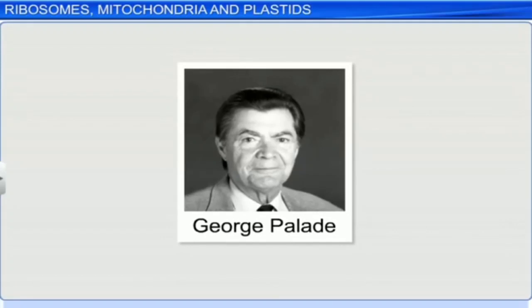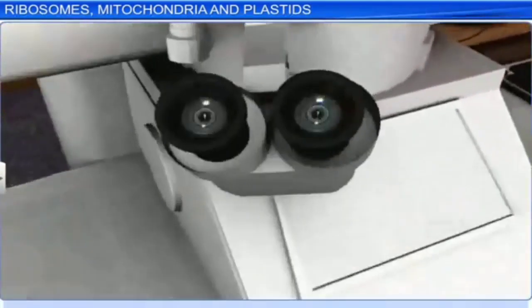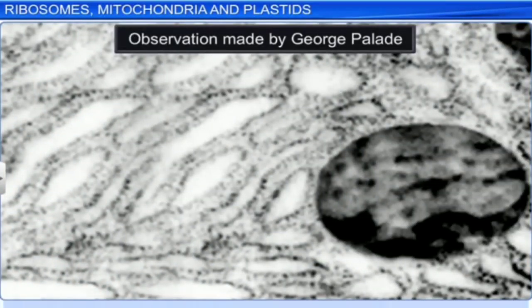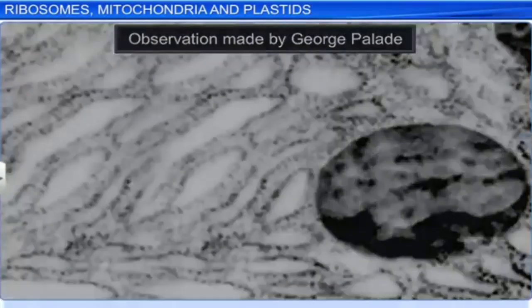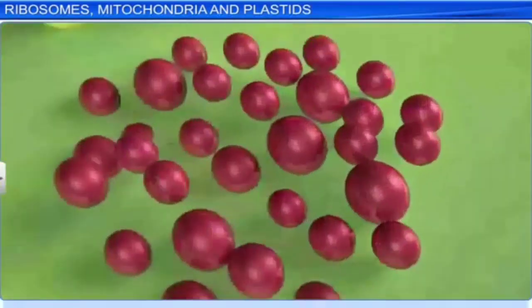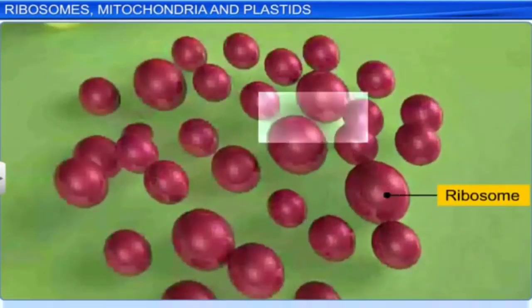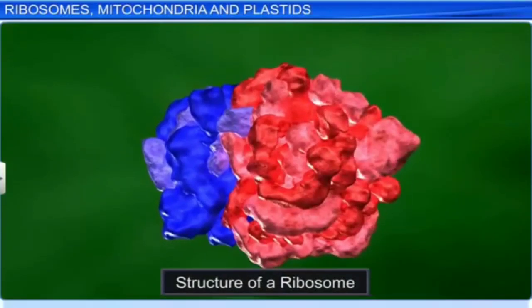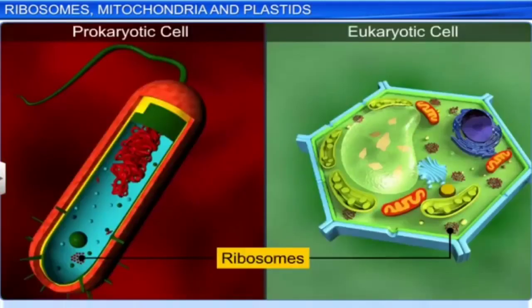In 1953, George Palade was observing a cell under an electron microscope when he noticed a few dense particles in the cytoplasm of the cell. Today, we know these particles as ribosomes. These granular and non-membrane bound structures, composed of ribosomal RNA and proteins, are found in both prokaryotic and eukaryotic cells.